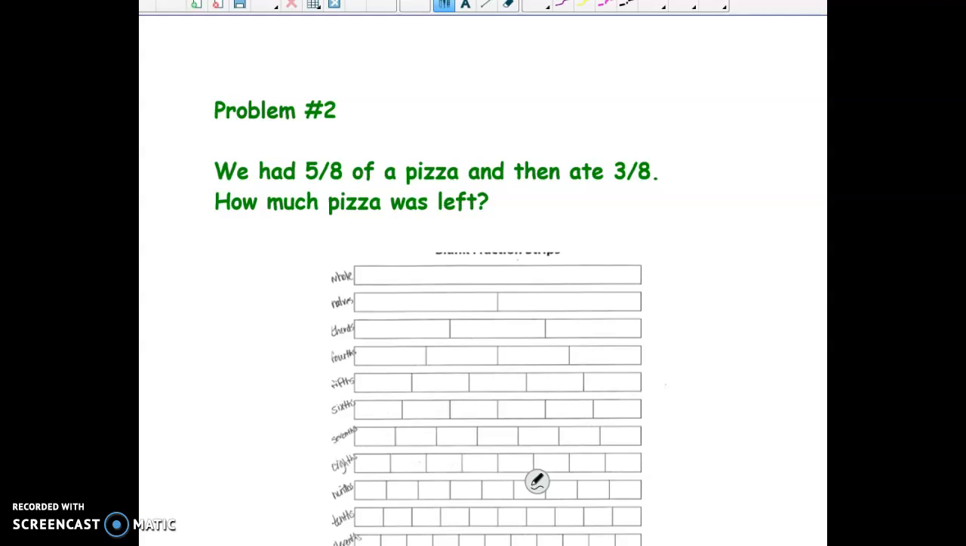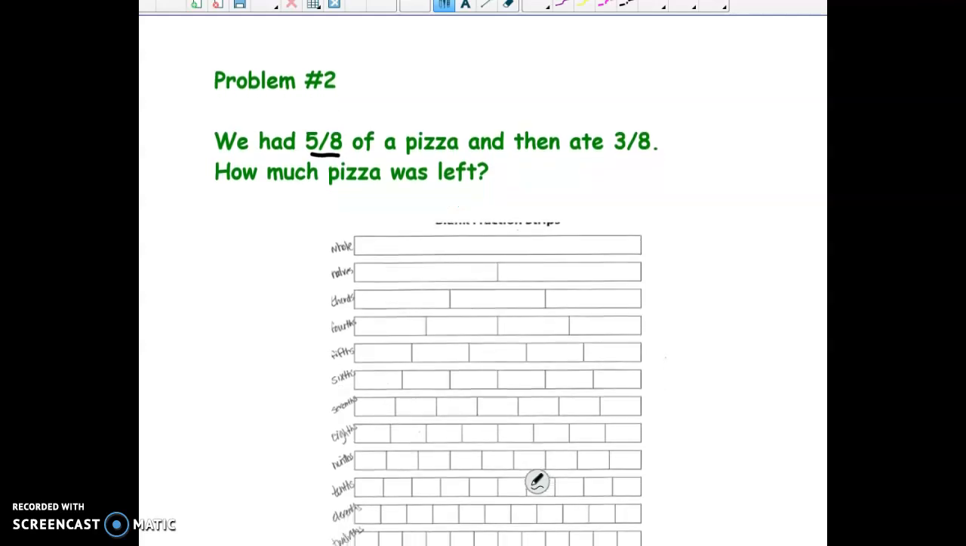Here's another problem. We had 5/8 of a pizza, and then we ate 3/8. How much pizza was left? This one gets a little tricky because they didn't start out with a whole pizza. They started out with 5/8. Maybe it was left over from dinner last night. And then they ate 3/8, and there's still some left. How much? Well, some of you, again, can do that in your head. Some of you are going to want to go down to the fraction bars and use those.